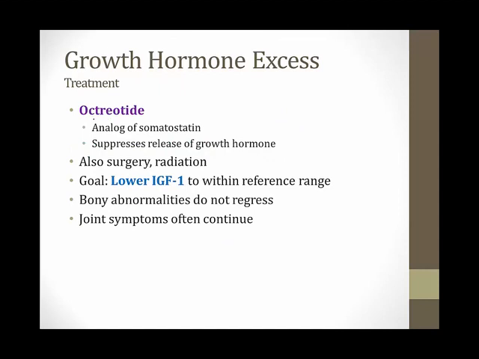You can treat growth hormone excess with octreotide. Octreotide is an analog of somatostatin, and somatostatin is the hormone that the hypothalamus releases to shut down growth hormone production by the pituitary. So if you administer octreotide, it will suppress release of growth hormone from many pituitary adenomas. Surgery and radiation are also often required, and the goal of therapy is to lower the IGF-1 level to within the reference range. Once again, IGF-1 is used as a marker of growth hormone production.